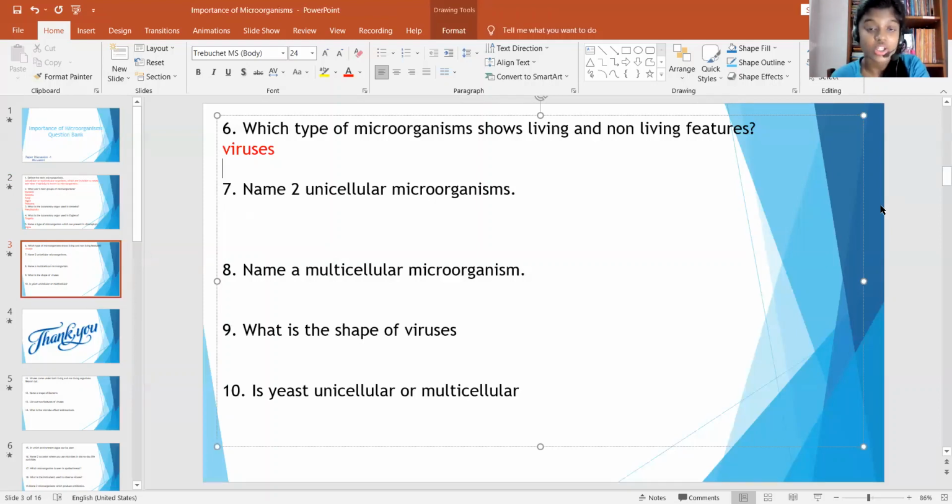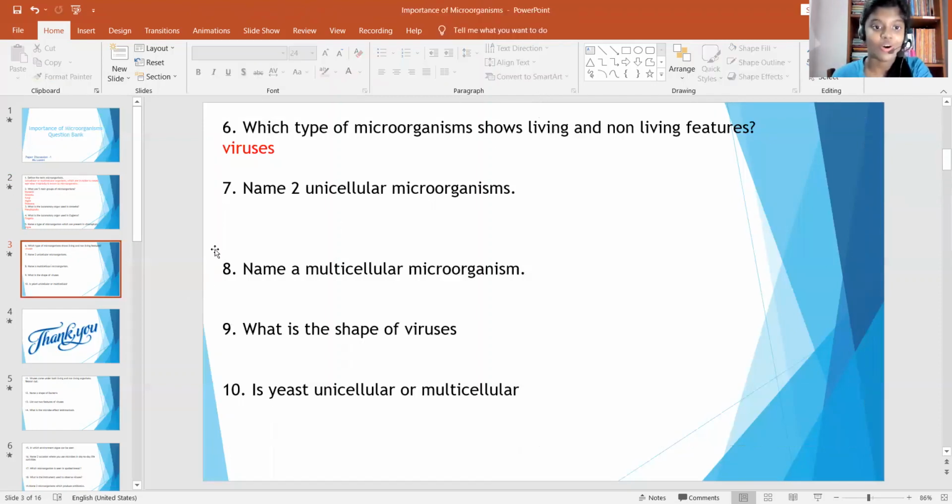So this virus shows both living and non-living features. That's what they say. These viruses are organisms which show living and non-living features. Is it clear, children? Hope it's clear. Next one, name two unicellular organisms.